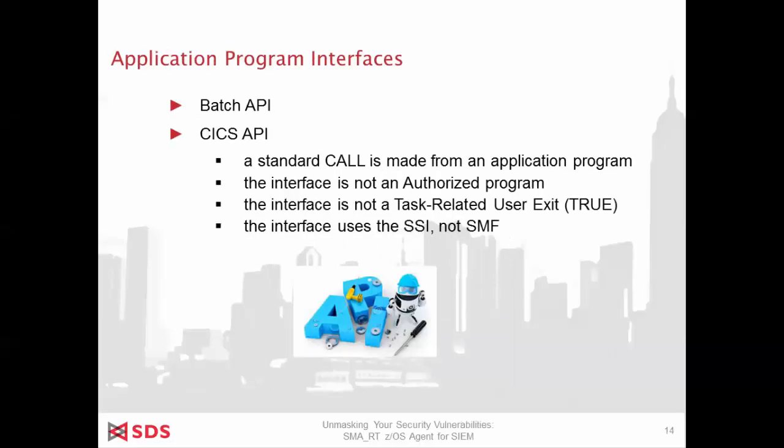Then we have a few APIs that can be exploited. There's the batch API and the CICS API. The batch API we found is not that widely exploited in customer environments, but it's certainly available there if you want to use it. An example might be you want to monitor any batch activity where there's a deposit over a certain amount of money. That could be one way for you to exploit the batch API. And then also there is the CICS API, and as you can see, there are some of the specifics about the CICS API.